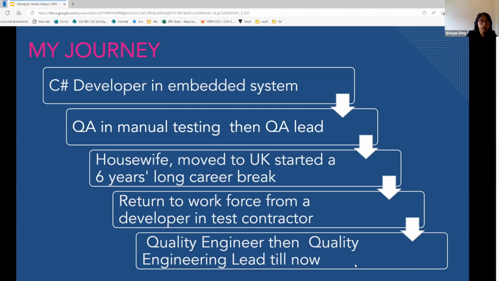So then I started to change my role to a full-time QA job, and then kept learning and growing till now as a QA lead.